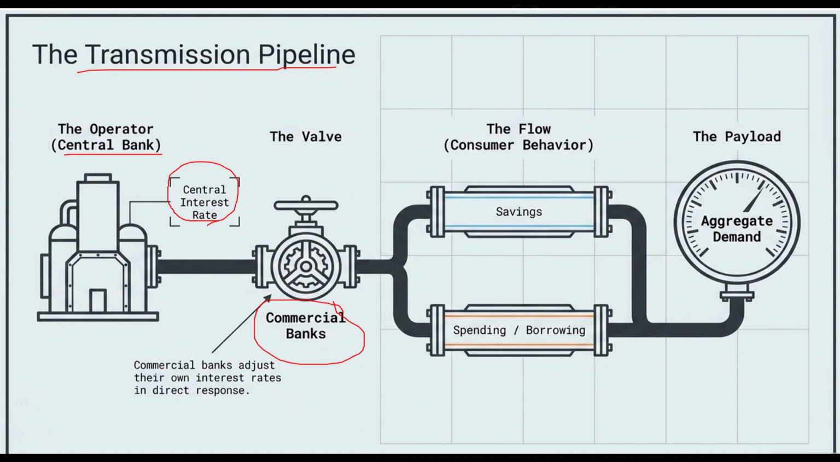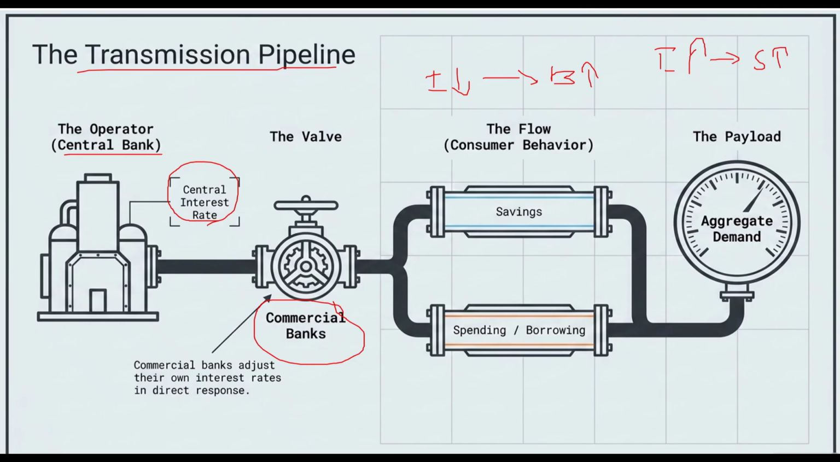Next comes the flow stage, where consumers and businesses adjust their financial behavior. Lower interest rates generally encourage spending and borrowing, while higher interest rates encourage saving and reduce borrowing, right? So when the interest rate is lower, they will take more borrowing. Borrowing will increase. And what if the interest rate is high? Saving will be more and borrowing will be less.